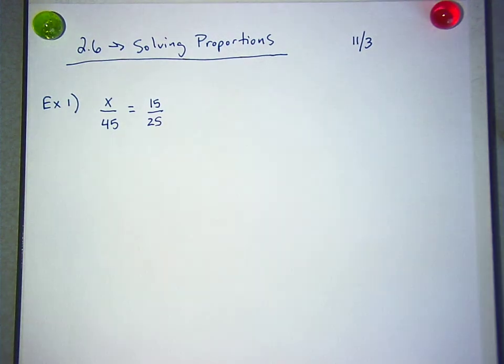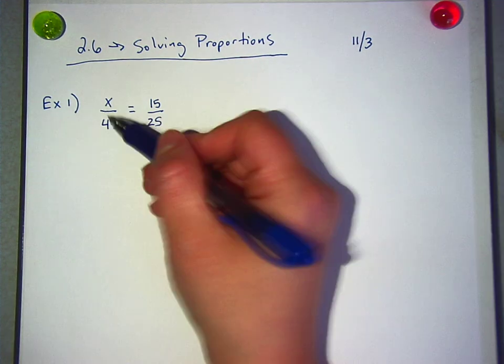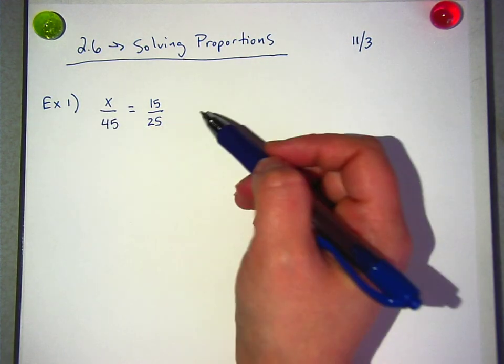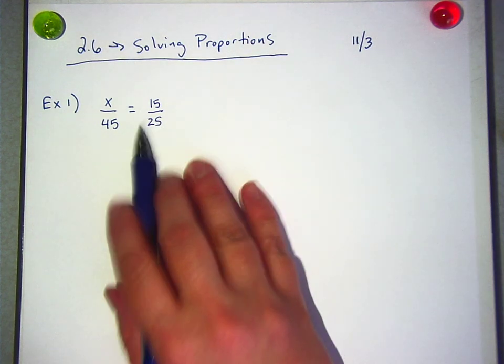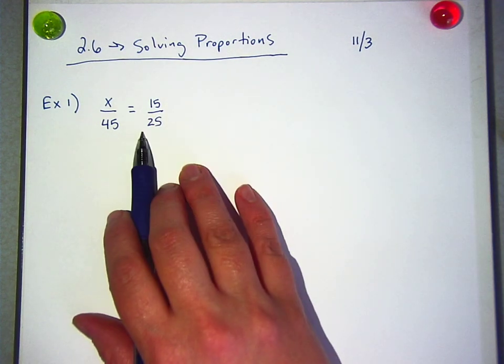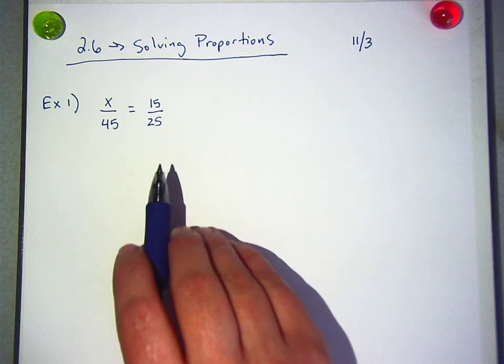So, solving proportions. If we were going to solve this problem, what would you guys suggest that we do? Yeah? Multiply 45 by 15 and divide by 45. Right. So to get rid of this dividing by 45, we'd multiply by 45 on both sides. How would we get rid of this bottom? You could multiply by 25 on both sides, right?